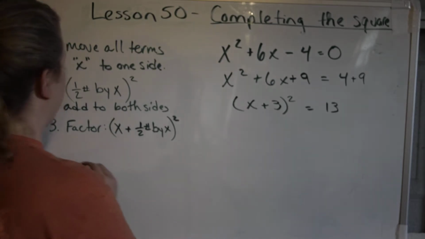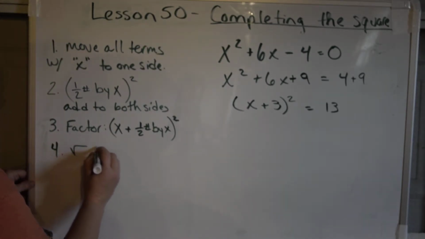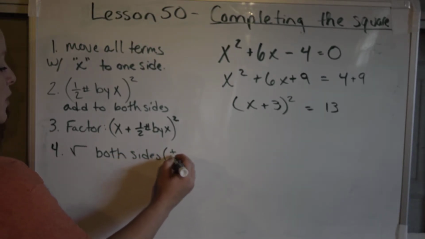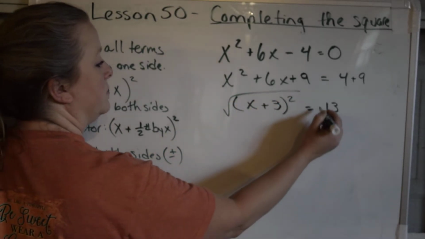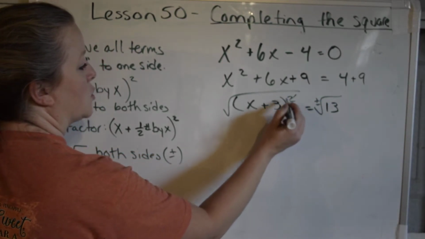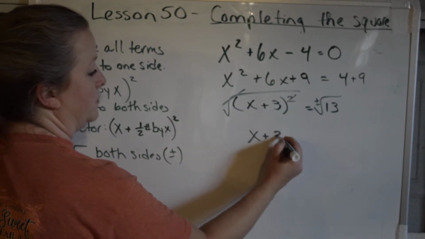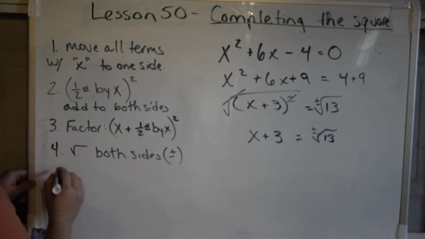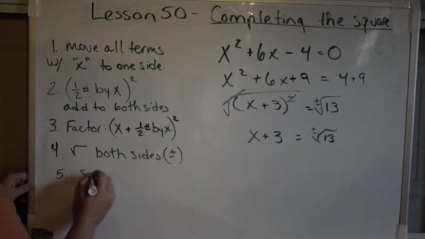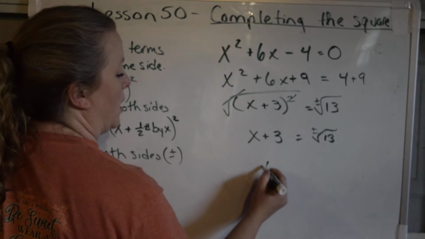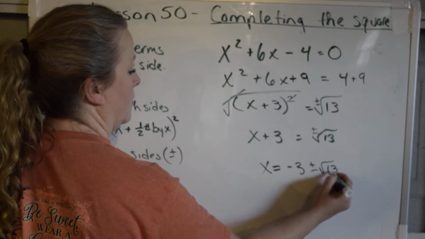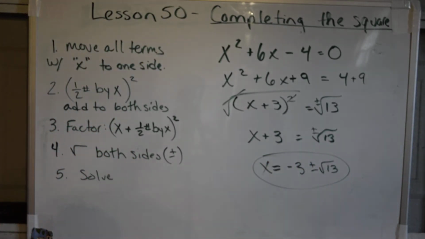Get rid of the square, we're going to square root both sides. Don't forget your plus or minus. Square and square root cancel. Alright, and then the last step is to solve. Bring the 3 over. And there you have solved by completing the square.